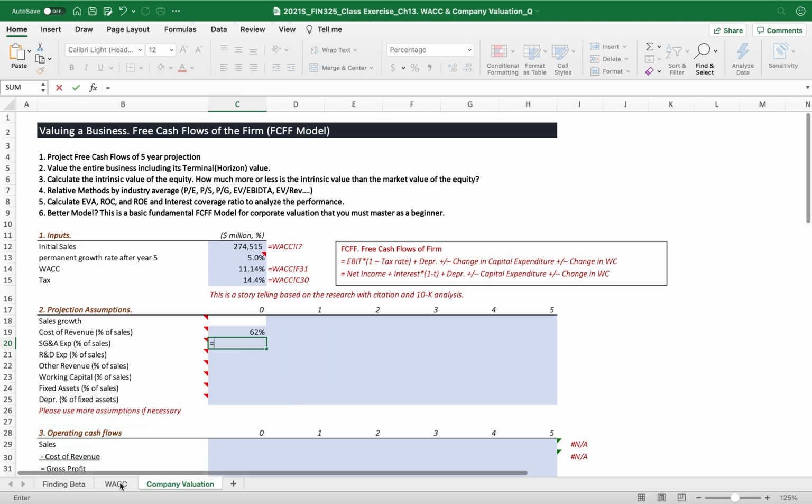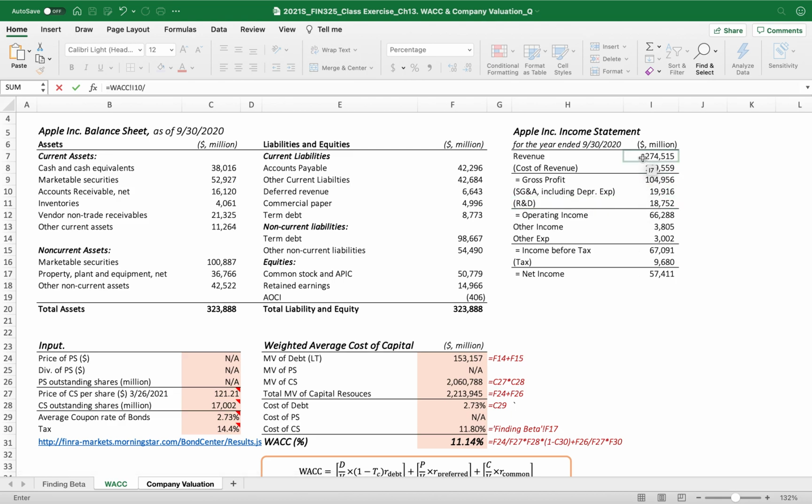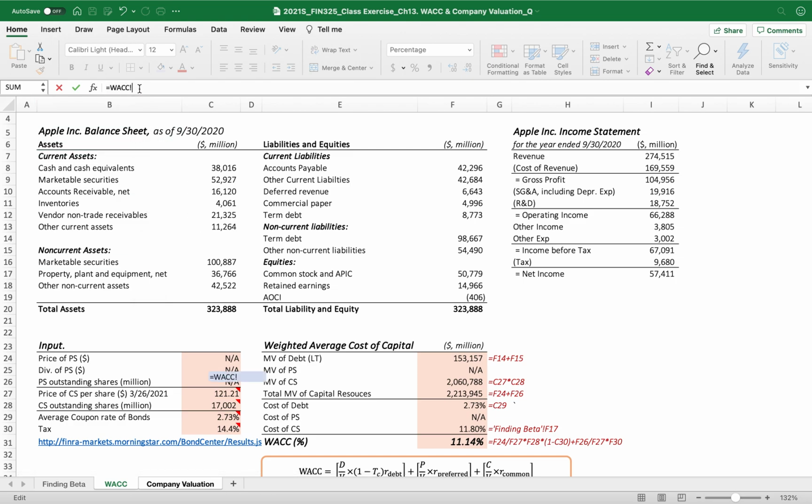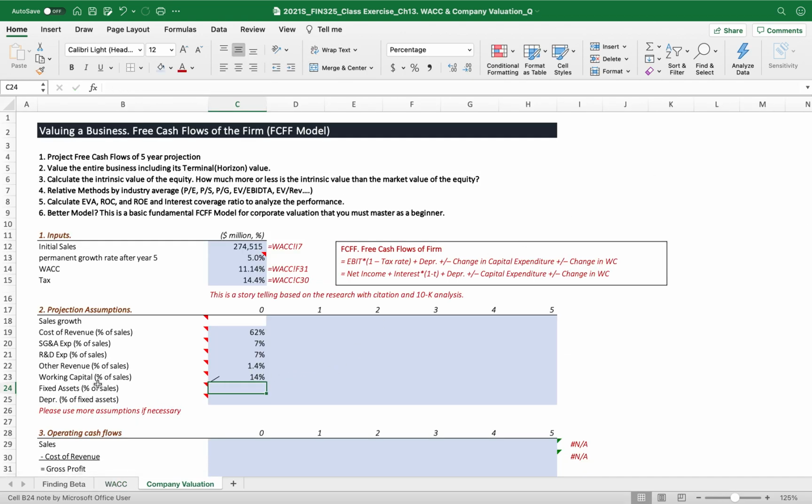Then SG&A, selling, general and administration, divided by the revenue. And then for R&D, we got the R&D percent is 7%. Then other revenue, there you go. And then the working capital: how to get the working capital? The working capital is the sum of the current assets minus the sum of the current liabilities, divided by sales. So I'm going to make a parenthesis here. We got 14% as working capital as a percentage of the sales.